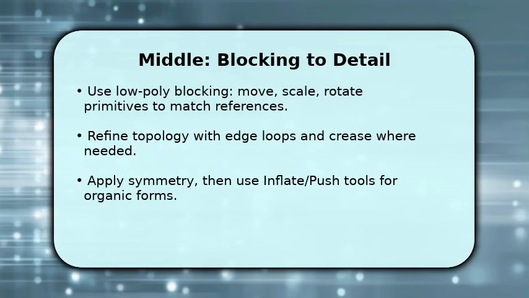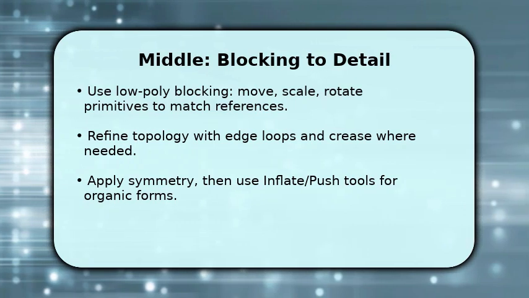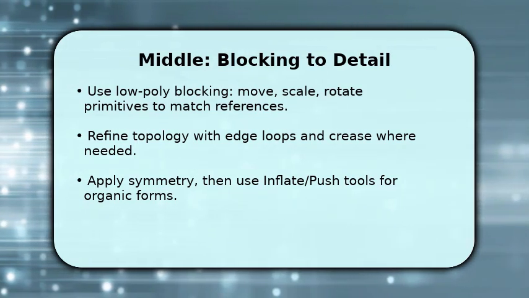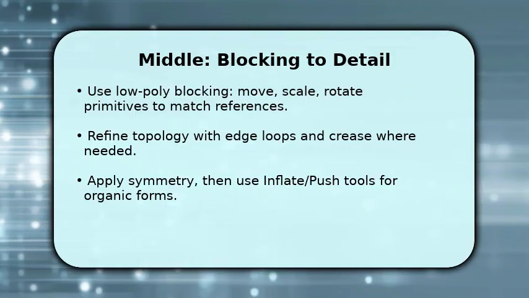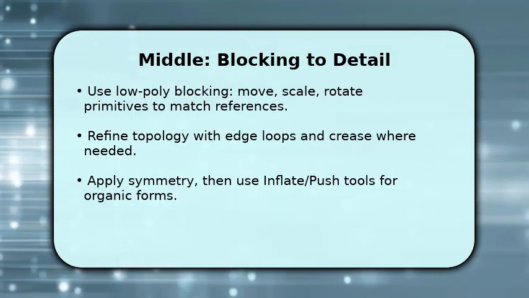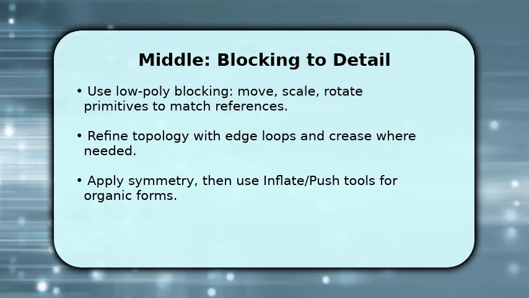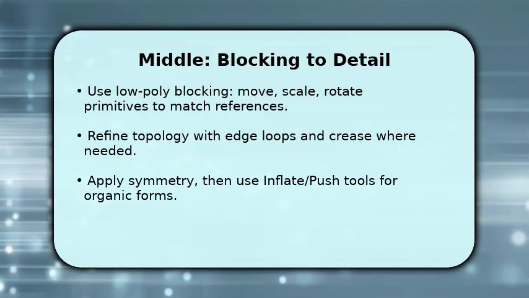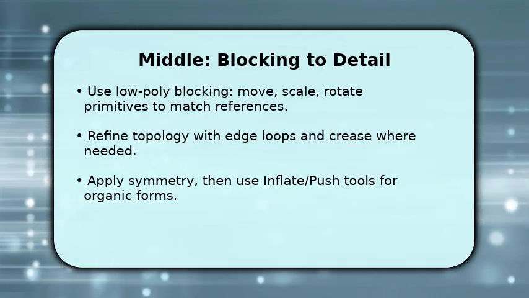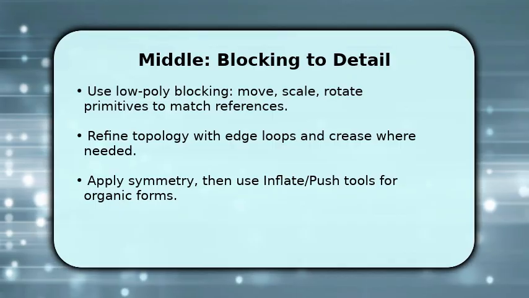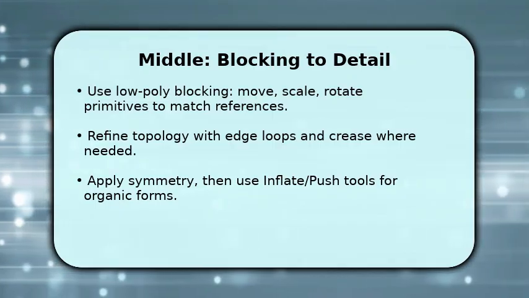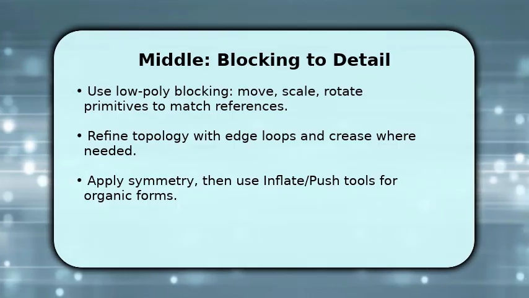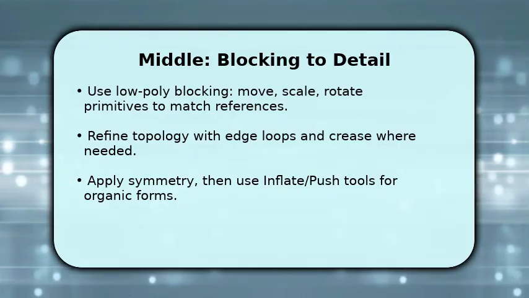Now you move from blocks to believable shapes by refining topology and adding loops. Start with low-poly primitives placed against your references and push vertices to match contours. Use symmetry to mirror edits and save effort. Then, add edge loops to sharpen creases and smooth areas where detail is needed. Keep density only where it matters. Use sculpt tools like inflate or push for organic curvature, and apologize if the mesh becomes messy. Make sure to check silhouettes from multiple angles as you go.